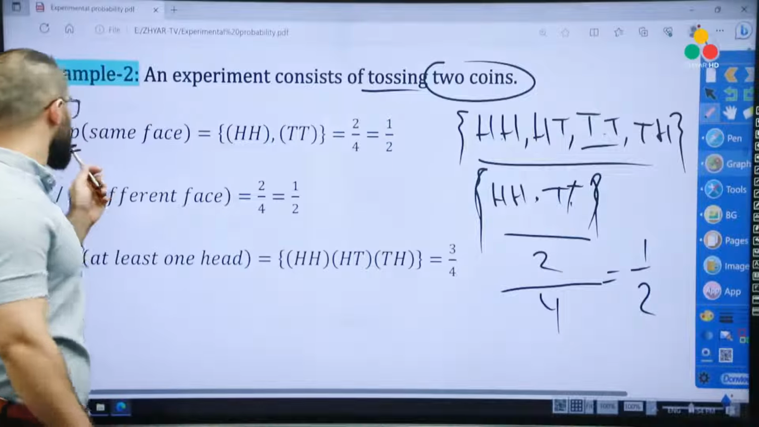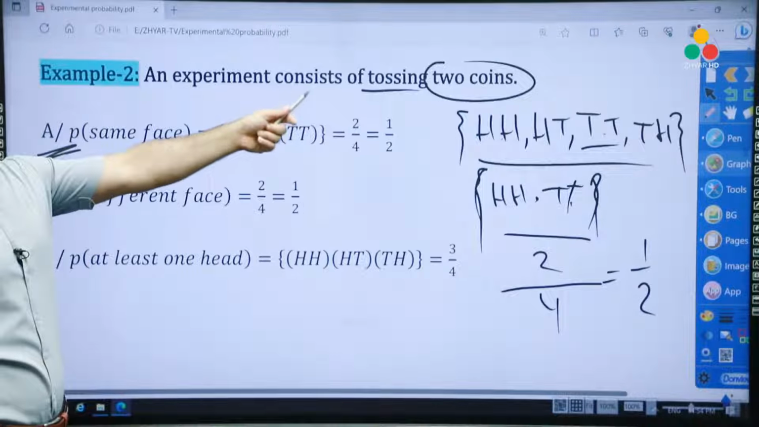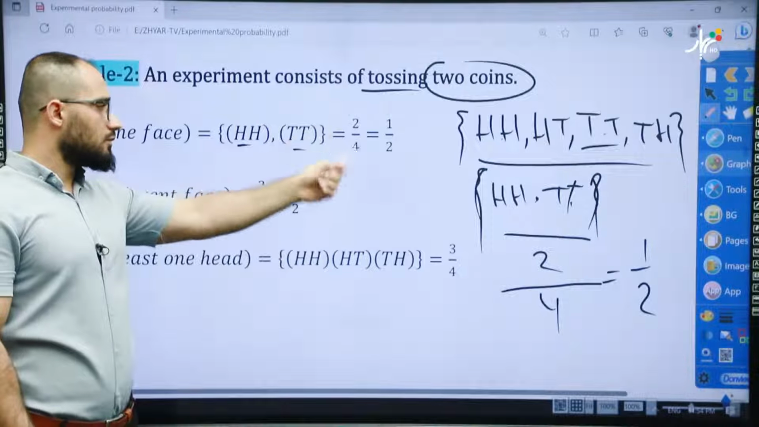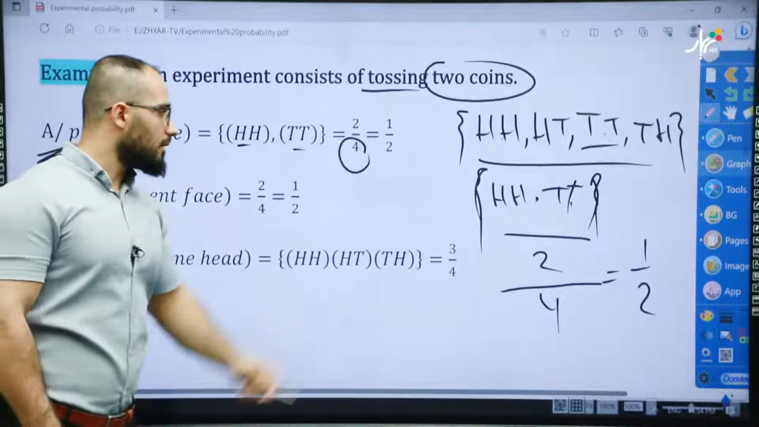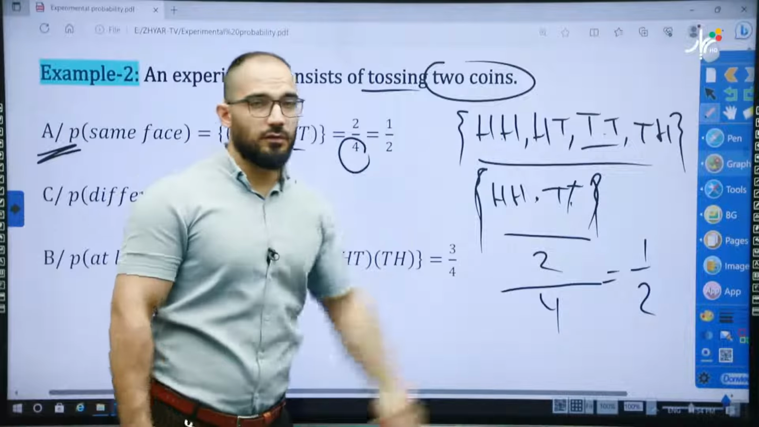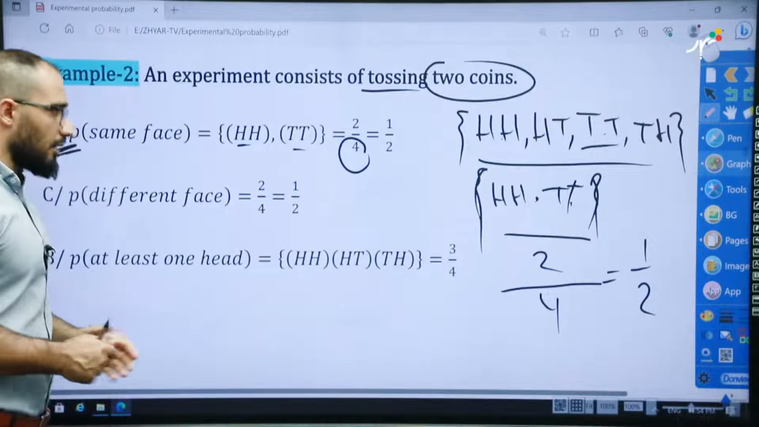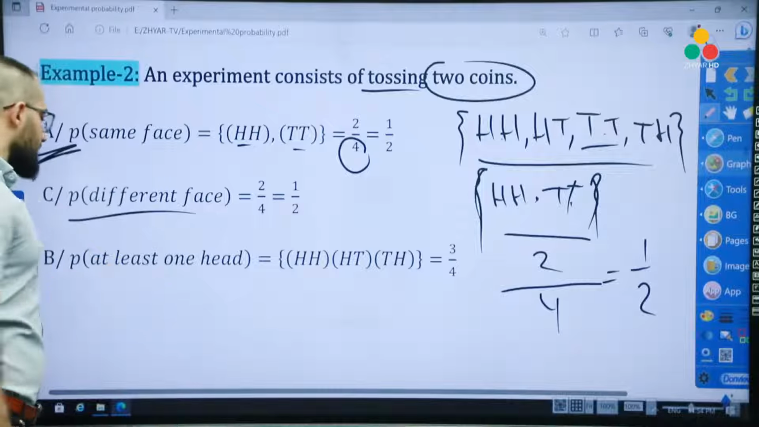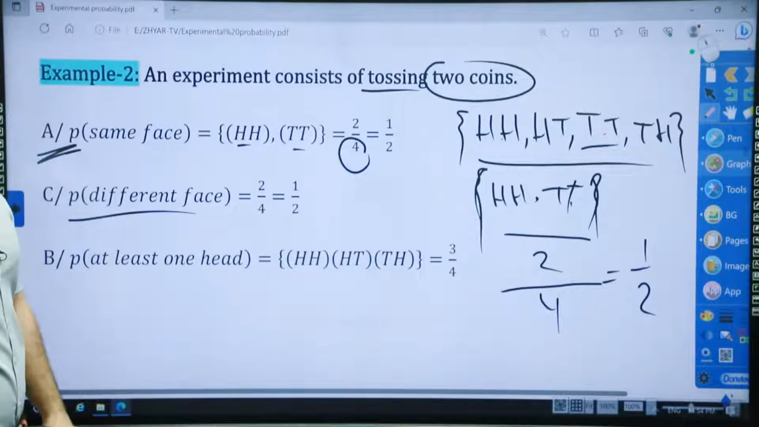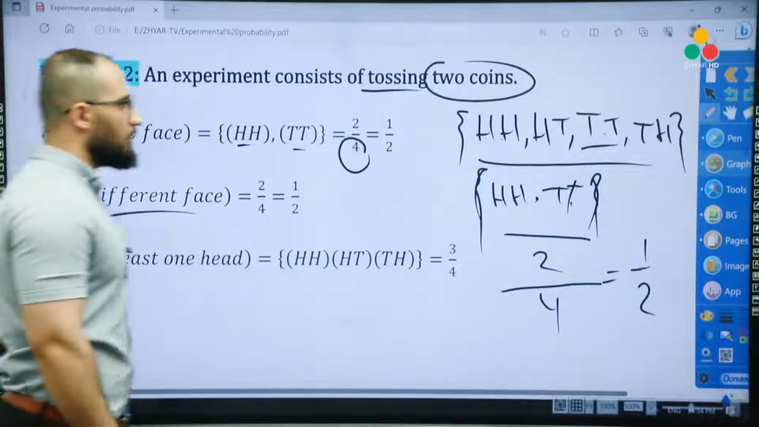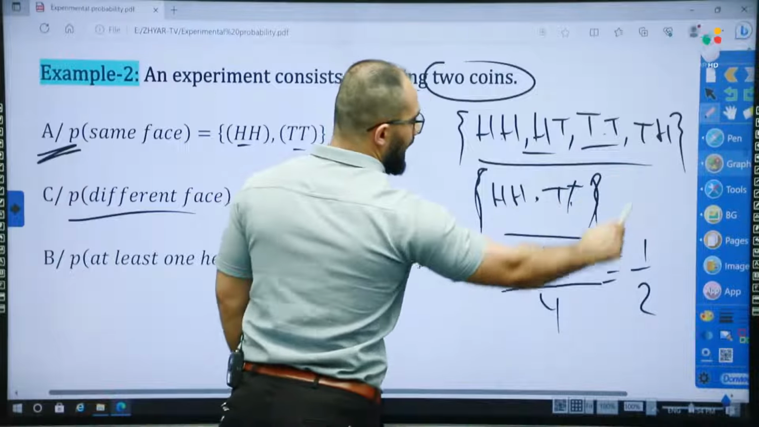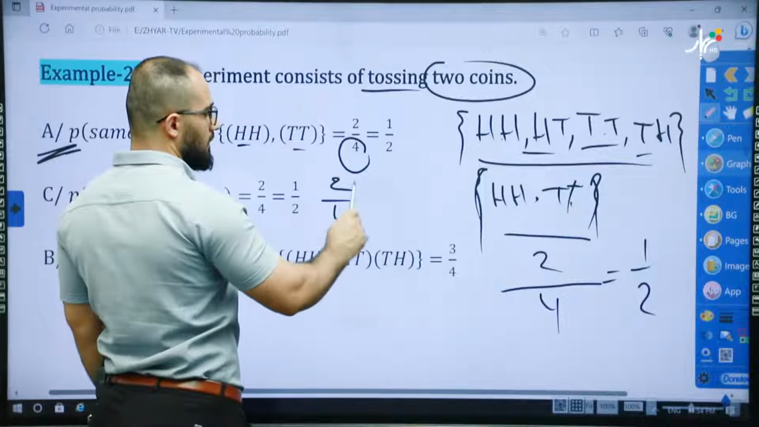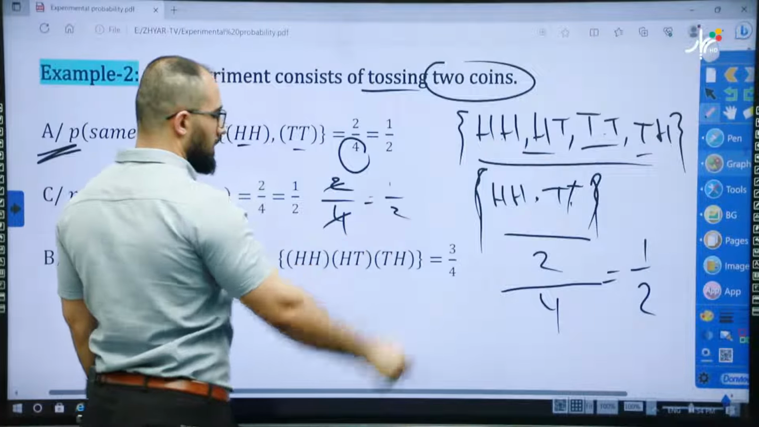So the probability of the same face when you toss 2 coins, it's going to be H and H, T and T, 2 over 4. Why did we write 4? Because for 2 coins, we have 4 outcomes. All possible outcomes is 4. Then, if you change the question, what is the probability of different faces? The faces are different. If you look here again, we have HT and TH. They are different. So it's going to be 2 over 4. Simplified, it's going to be 1 over 2.